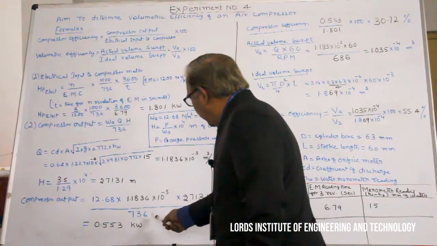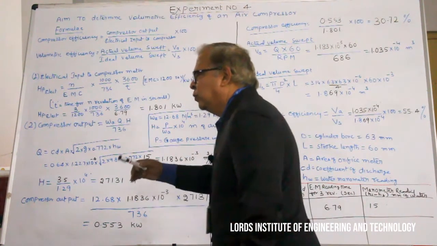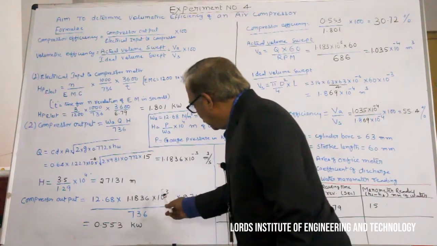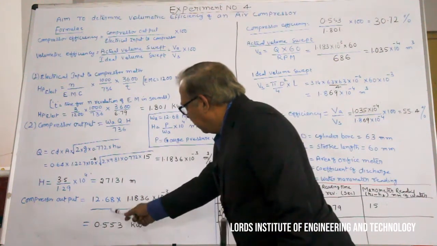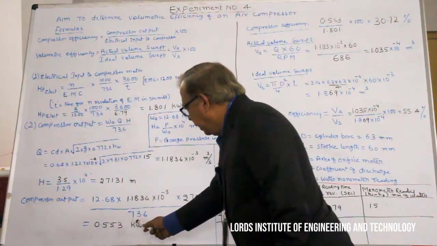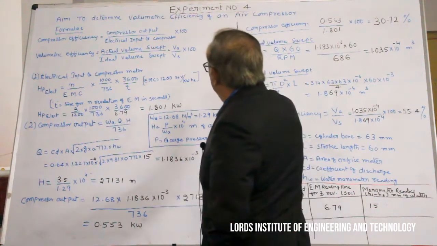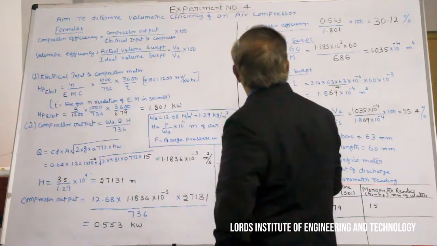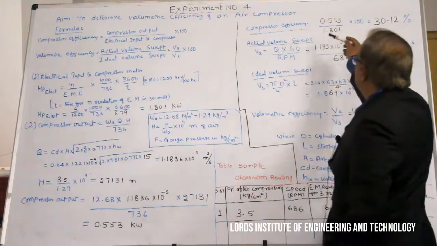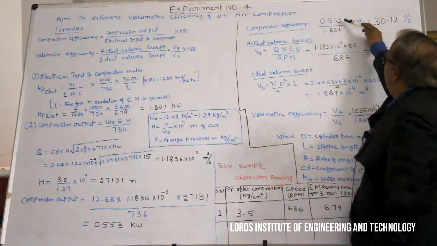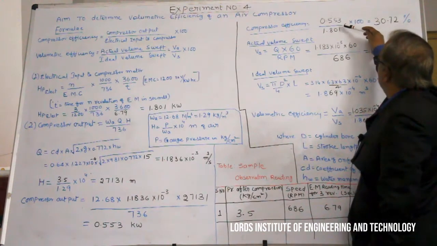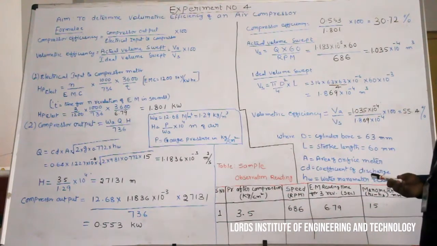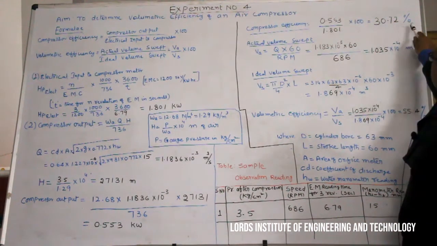Finally, we divide it by this constant 736, because we are talking in terms of electrical output. Using this formula, I get the compressor output as 0.53 kilowatt. The electrical input is also in kilowatt, which is equal to 1.801. So the compressor efficiency is compressor output by electrical input to the compressor. If I multiply it by 100, I get 30.72%. That means the mechanical efficiency of the compressor is 30.72%.